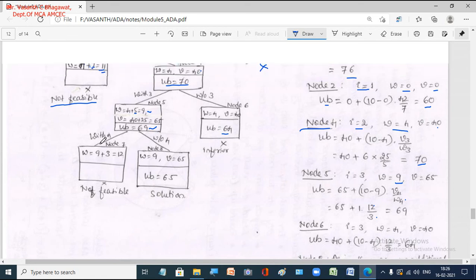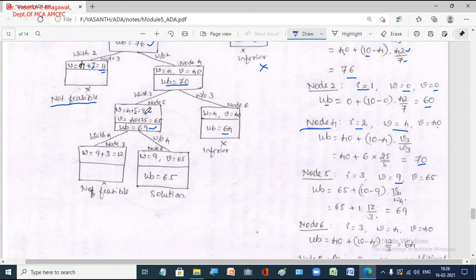If you select the fourth item, what is the total weight you have right now? 9. That means only 1 kg is left. The maximum capacity of the knapsack is 10 kg. Now the weight of the fourth item is 3 kg. So 9 plus 3 is 12, which is greater than 10. So this is not feasible. You cannot go in this direction.